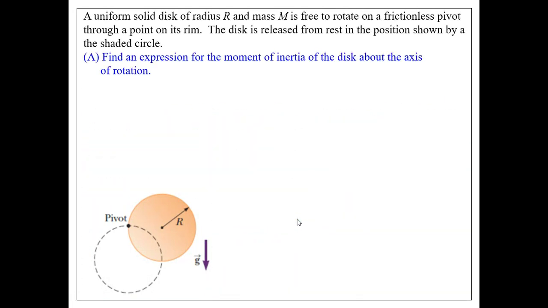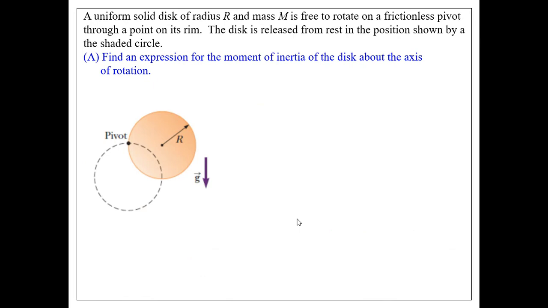All right, so for part A, it wants us to derive an expression for the moment of inertia about the axis of rotation. In this particular diagram, the pivot is left there. So you just have a cylinder here, and you're going to pinch it right there and let it fall. And as it falls, it's obviously going to rotate.